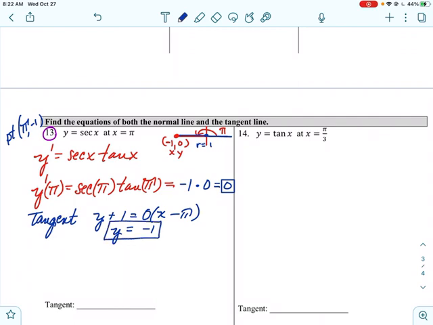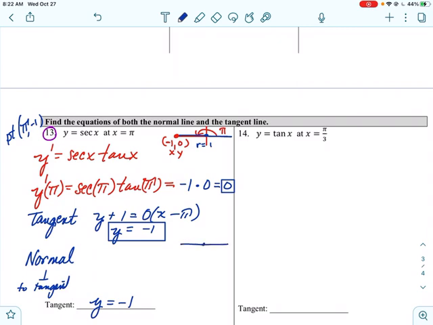Now the normal line is going to be perpendicular to that. The normal is going through this point and is perpendicular to the tangent, where y is equal to negative 1. Instead of point slope form, the problem is your slope is undefined. If y is equal to negative 1 going like this on the graph, you can picture it has a slope of 0. So the graph of the secant at pi maybe looks like that, maybe like that.